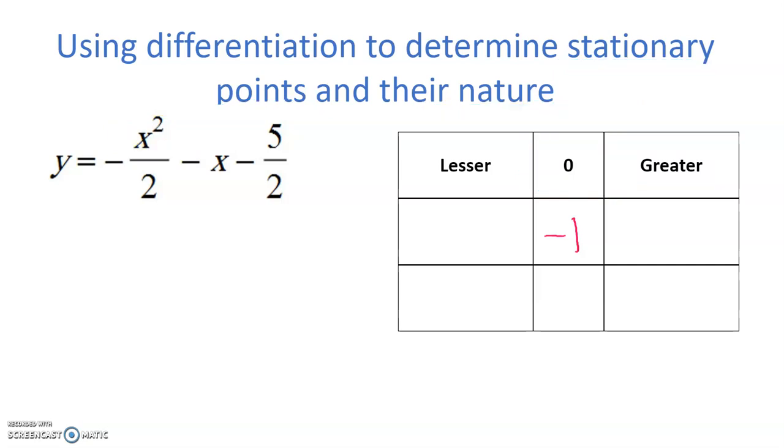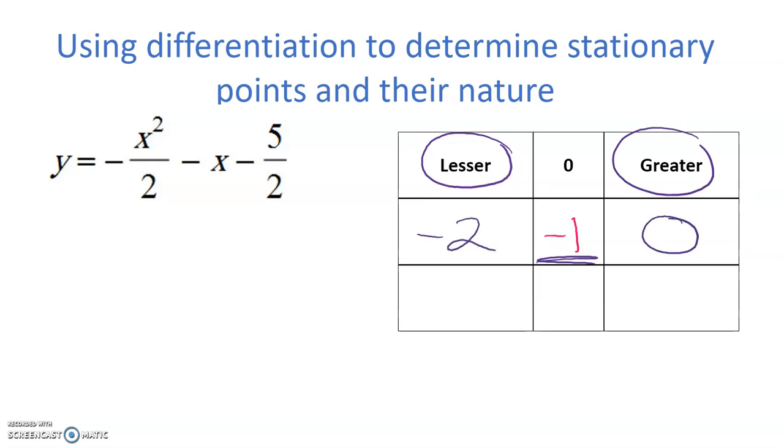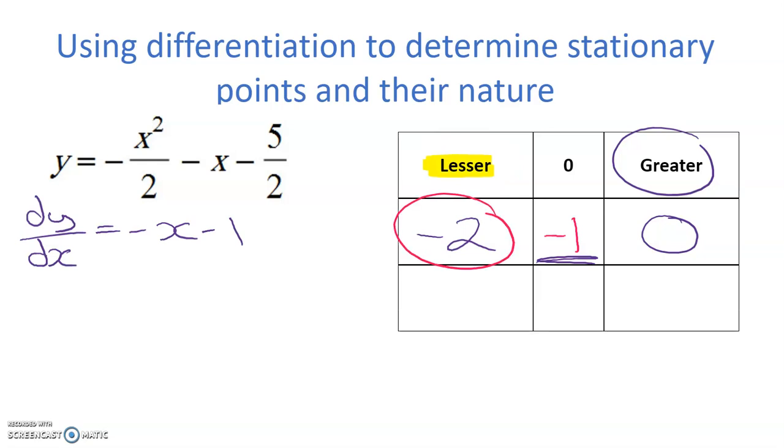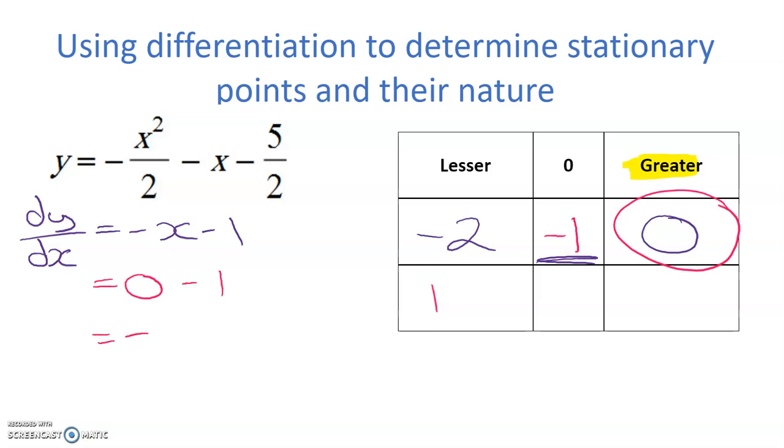Now to determine the nature of the stationary point, we need to have a look at a number below and greater than this x value. So I'm going to do negative 2 and 0. And all I'm going to do is substitute them into my equation and determine the slope at those points. So for lesser than, I'm going to put negative 2 where I see x. So it's going to equal negative (negative 2) minus 1, which is 2 minus 1, which equals 1. And now I'm going to substitute my 0. So I just get 0 minus 1, which equals negative 1.